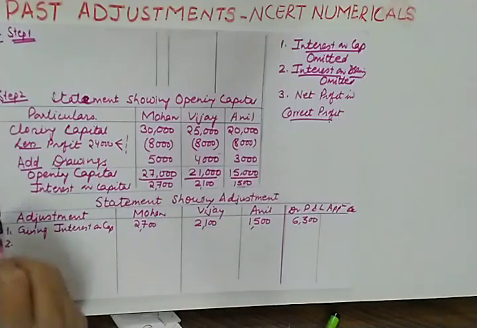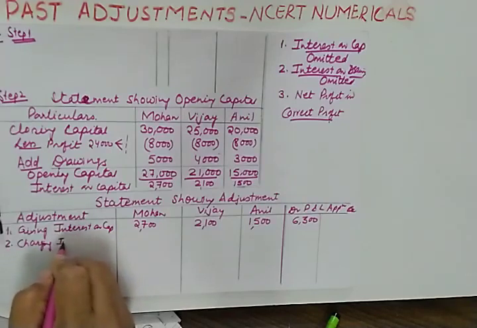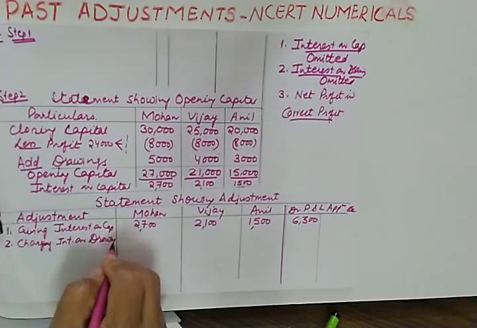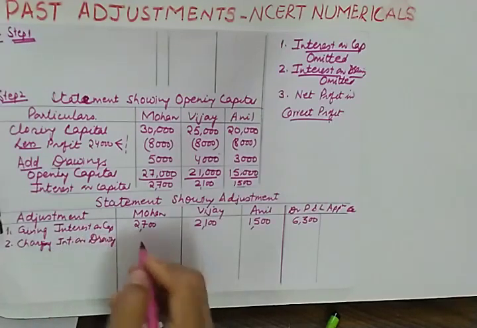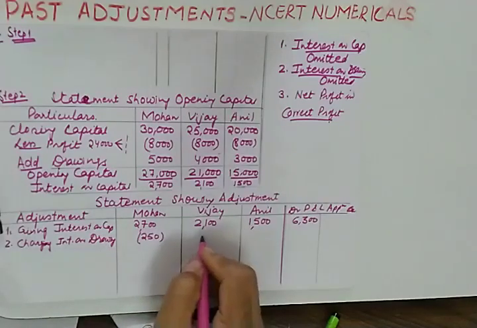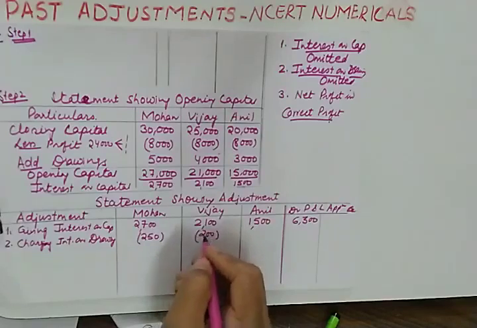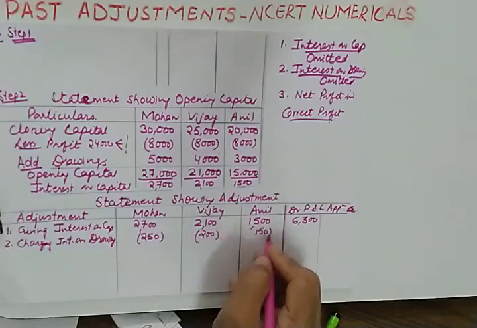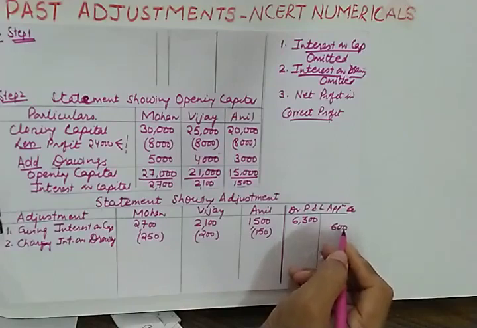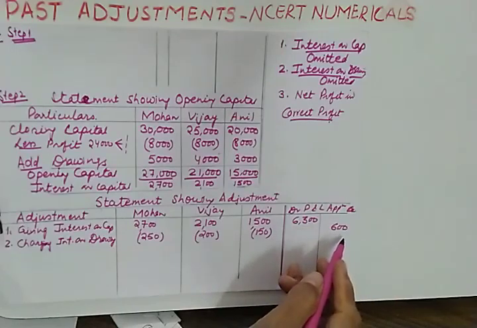Now second point, now you are charging interest on drawings. It is already given to us. What is the amount of interest on drawing? It is 250. Negative item. We are putting bracket 200 and then 150. So what is the sum total? If you add all these, this will be 600. On which side? It is to be recorded on the credit side.